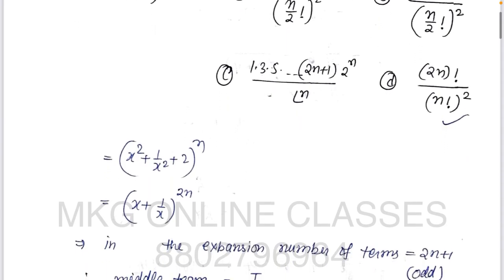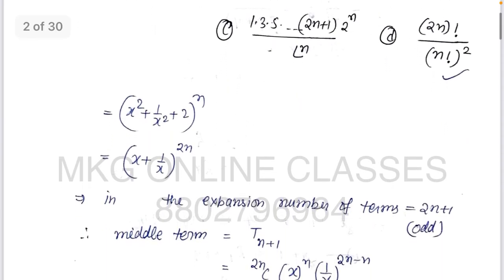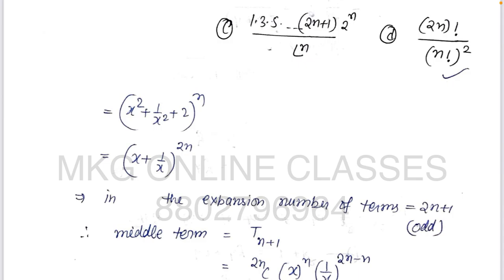Now I can write the expansion of this, but we don't want the expansion, we want the middle term in the expansion. In the expansion of this, the number of terms will be 2n plus 1. 2n plus 1 is always an odd number for every integer value of n. So the number of terms are 2n plus 1, that is odd. So the middle term can be obtained by 2n plus 2 upon 2, that is the n plus 1th term will be the middle term. So the middle term will be t n plus 1.